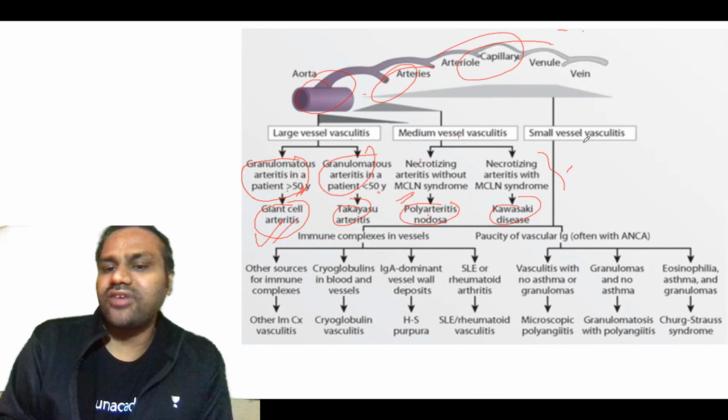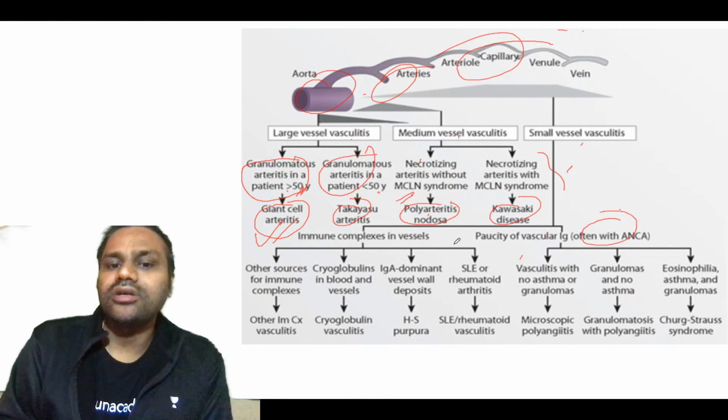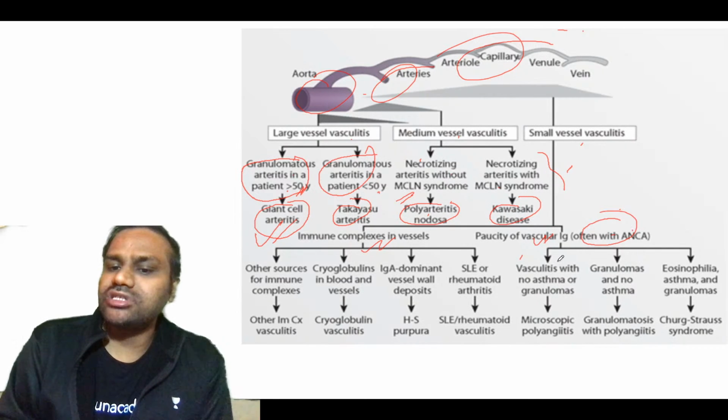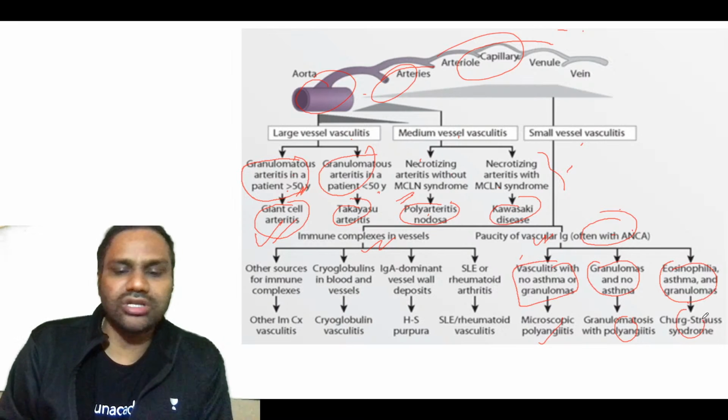Now in small vessel vasculitis, it is often ANCA associated, that is, paucity of vascular immunoglobulin, or there is a lot of immune complex deposition. When there is paucity of immune complex deposition, that is basically ANCA positive. So if ANCA positive and this is vasculitis with no asthma or granuloma, it is microscopic polyangiitis. If there is granuloma but no asthma, this is granulomatosis with polyangiitis, and if there is eosinophilia, asthma and granuloma, that is Churg-Strauss syndrome.